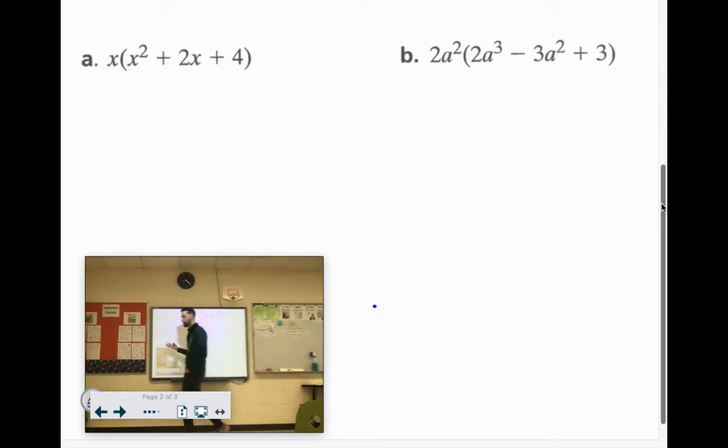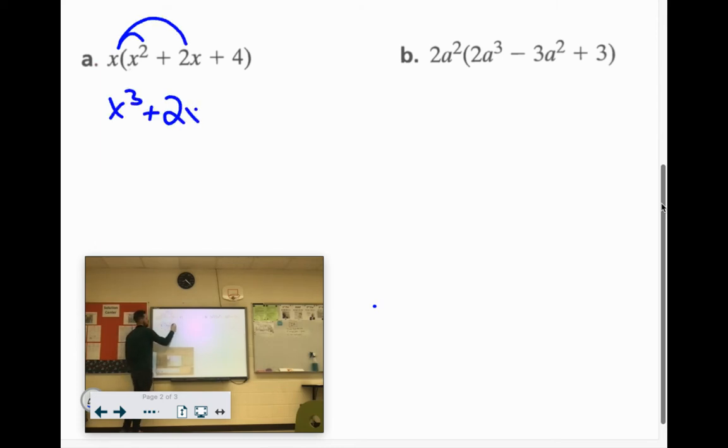Oh, let's see if we have the same thing. X times x squared is x to the 3rd. X times 2x is 2x squared, and x times 4 is 4x.